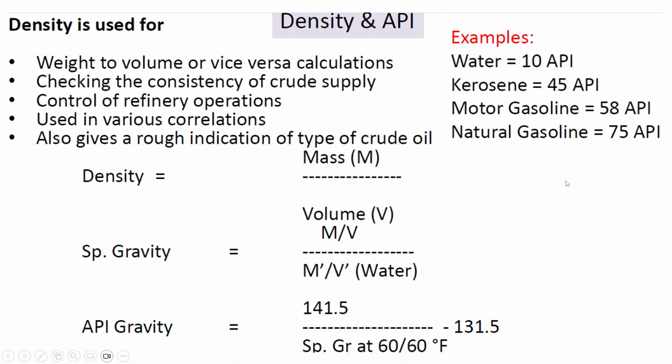As I have told, the crude oil or product with the higher API gravity is said to be of finer quality. So as the API gravity increases, its quality is said to increase. As we can see here, for example, water has 10 API, kerosene 45 API, motor gasoline 58 API, and natural gasoline 75 API. So here we can say that natural gasoline is of finer quality as it has higher API than all of them.